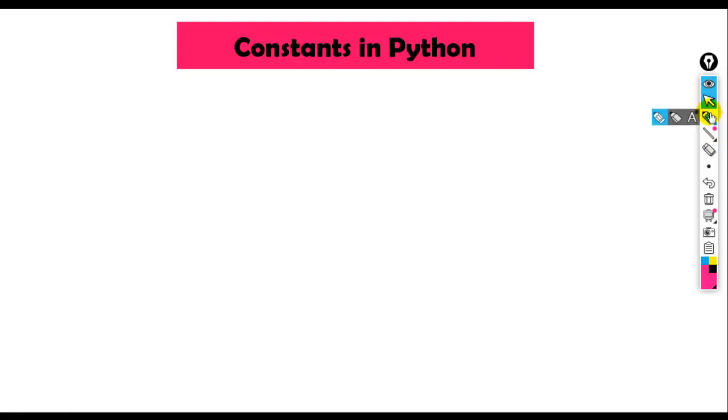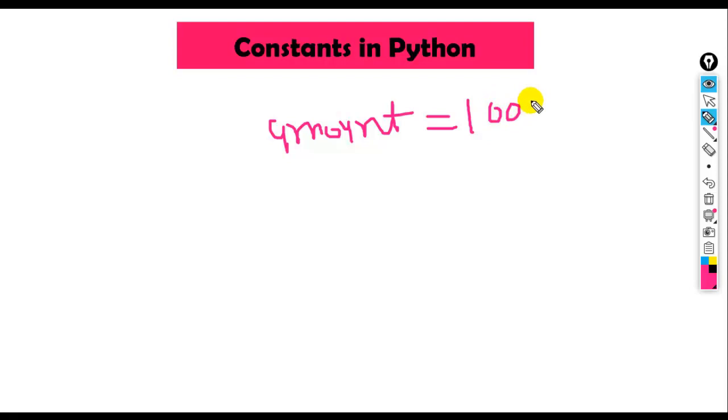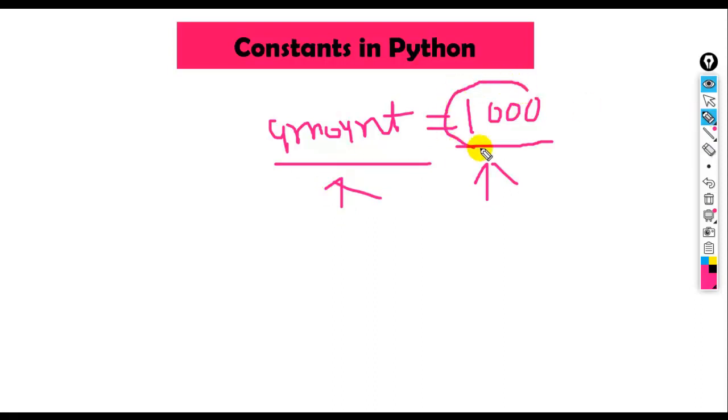In programming, we are writing like this: amount is equal to, suppose, 1000. So here 1000 is an integer constant and amount is a variable. We will discuss variables in detail. So please remember, here 1000 is a constant, integer constant, and this amount is a variable.